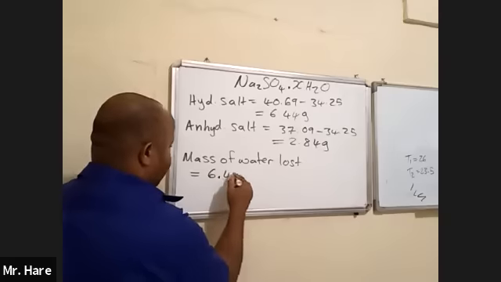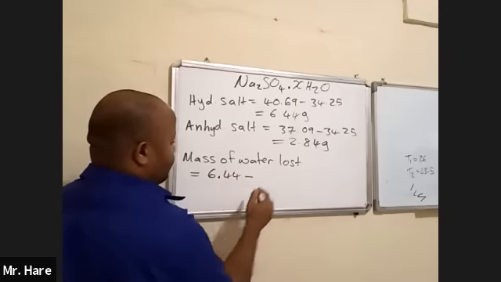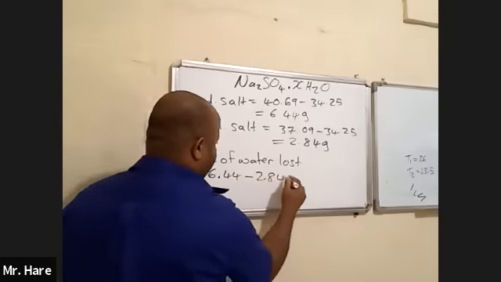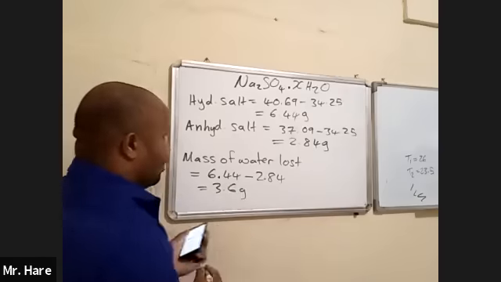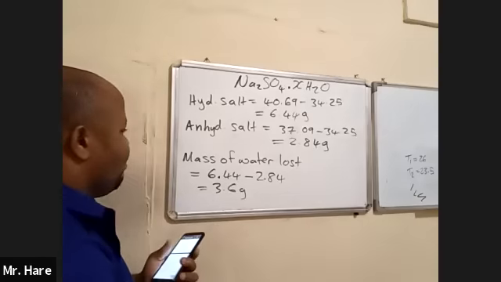And that would be equal to hydrate minus anhydrate. So 6.44 minus 2.84, and we get how much? 3.6. All right, 3.6 grams. All right, so we have three masses here. Which two are we going to use?